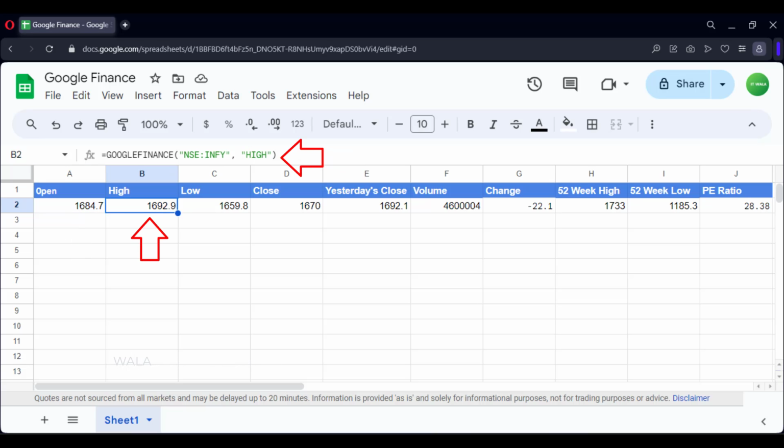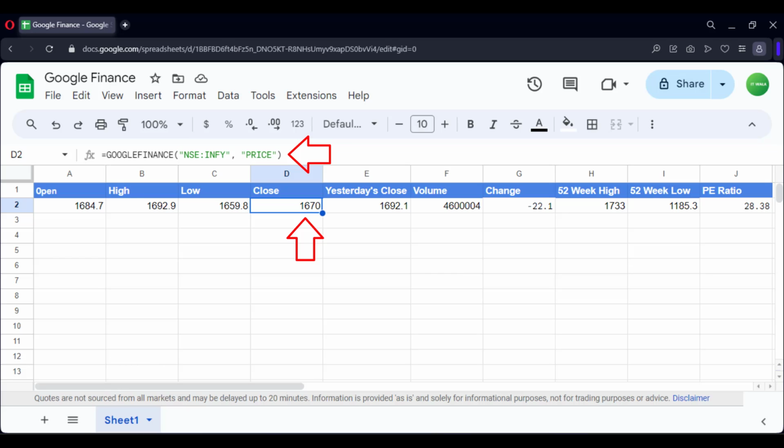Similarly, this is the formula to get the high value of the stock. This is the Google Finance function. The first argument is the stock name, and the second argument is the high word. This is the formula to get the low value of the stock. This is the formula to get the close value of the stock.